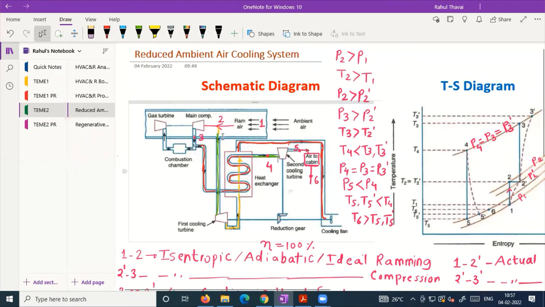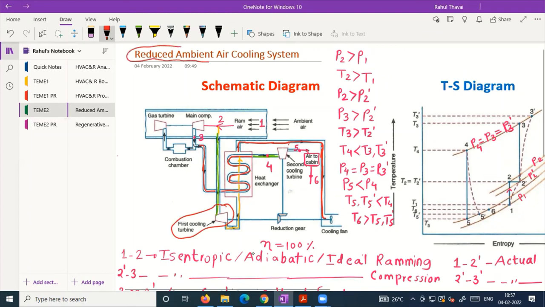You can directly supply this ram air to the heat exchanger, but without doing that, the first cooling turbine is introduced so as to lower the temperature. So you are supplying more cool air into the heat exchanger, which will cool the hotter air. This additional first cooling turbine, as you can see on the diagram, is the additional component which makes it a reduced ambient air cooling system.